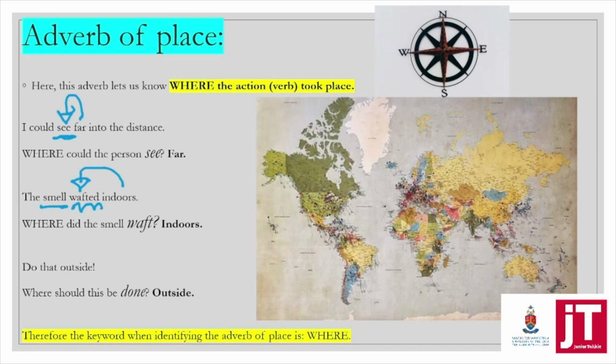Do that outside. Okay, where should this be done? Outside. Okay, so do is the verb. A verb is a doing word, so do is definitely a verb. Where should you do it? Outside. Okay, so it's helping us a little bit to understand where the verb is going to be done. Okay, so the key word for an adverb of place is where.